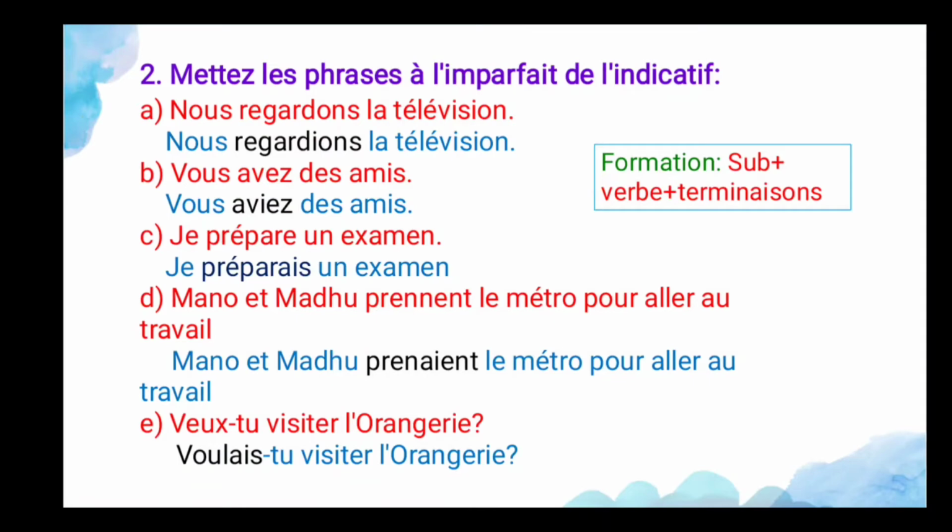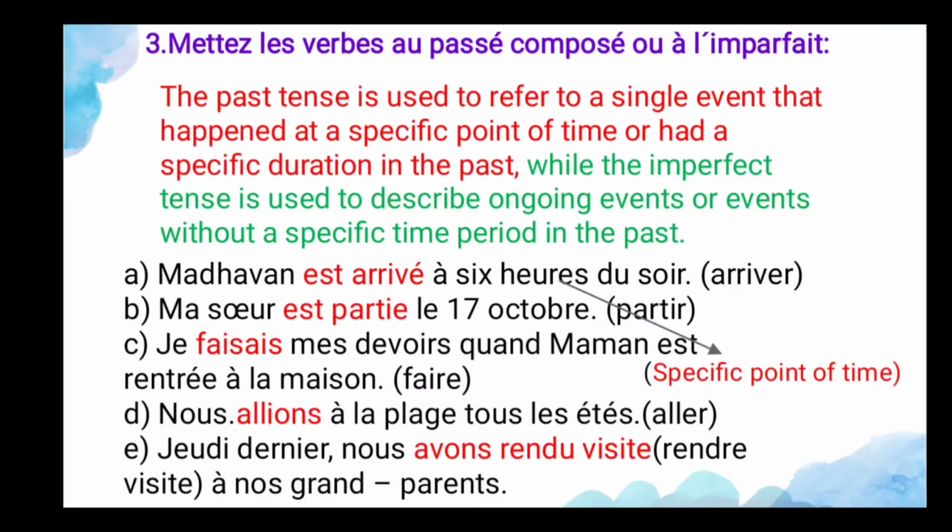And next, veux-tu visiter l'orangerie? So, do you want to visit the orangerie? The verb is visiter. Visiter means to visit. And the answer is: voulais-tu visiter l'orangerie. So the verb is an irregular verb, vouloir. Vouloir means to wish or to want. That is an irregular verb. This you have to read by yourself only. So this is all about the second exercise. Move to the third one.